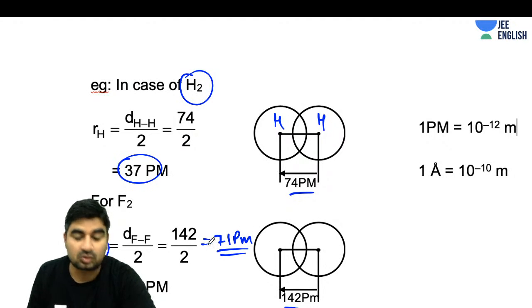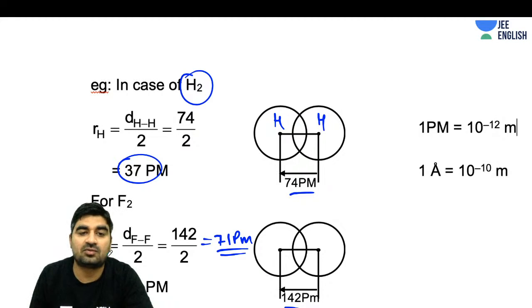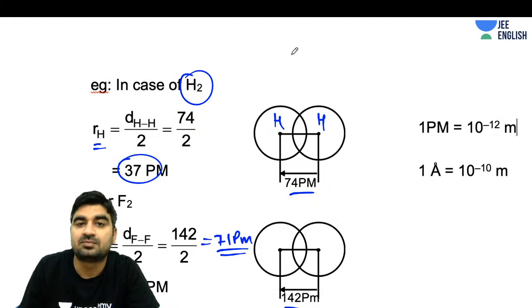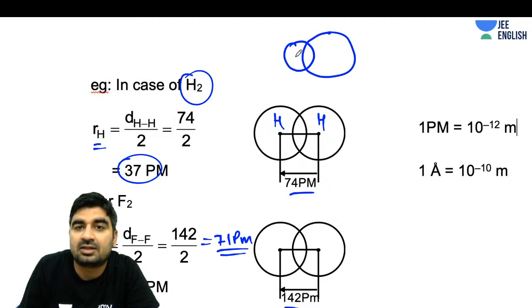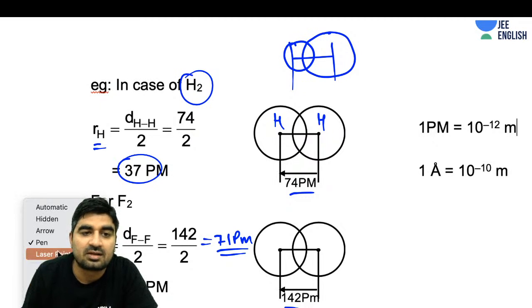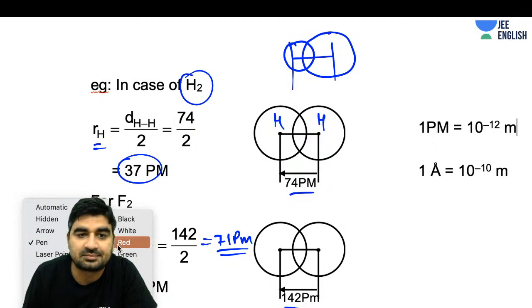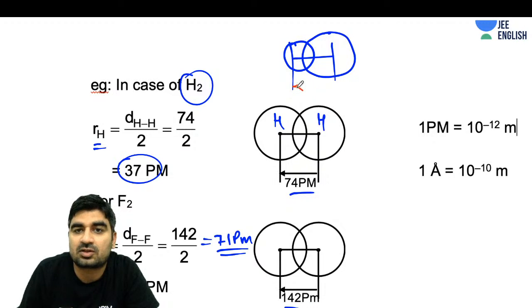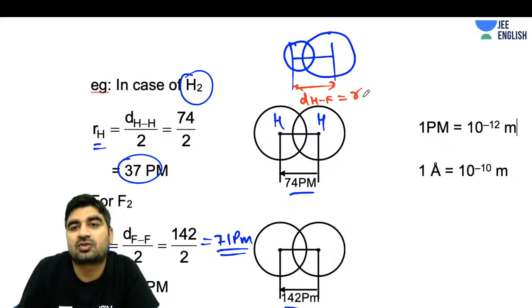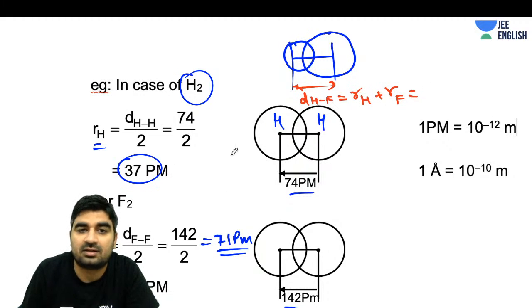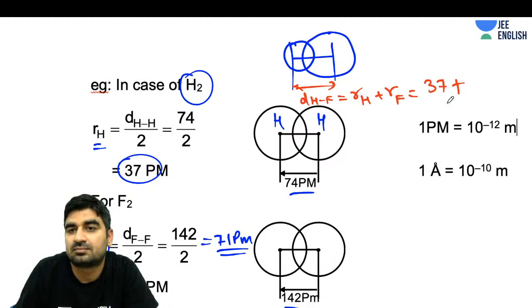Okay, guys. So can you tell me now? You know the radius of fluorine, you know the radius of hydrogen. So this is hydrogen, suppose, and this is fluorine. Can you tell me the bond length of this? Anyone? Yes, what should be the bond length? DHF should be RH plus RF, and it should be 37 plus the radius of fluorine, which is 71.